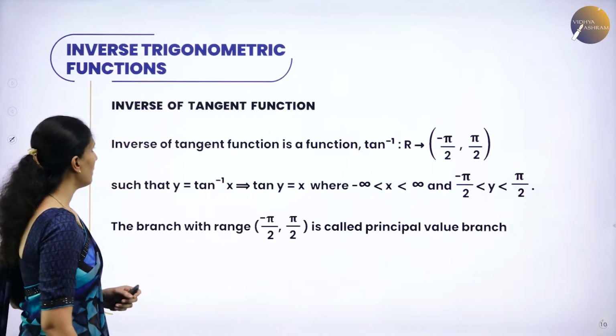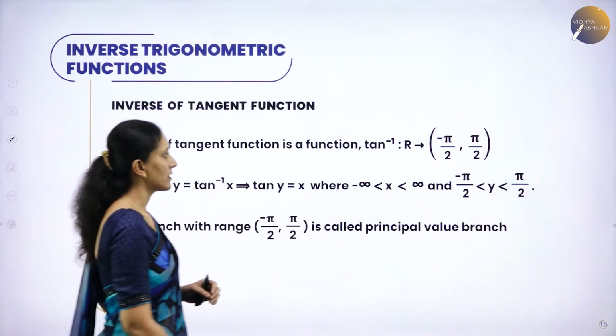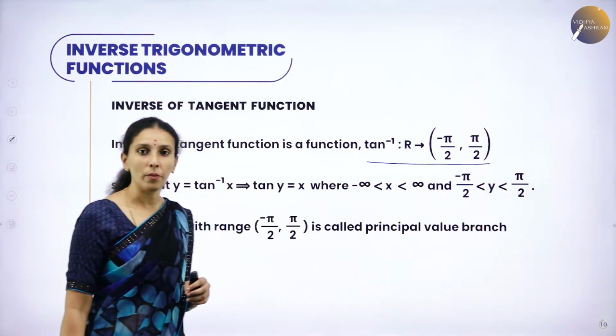Next one, inverse of the tangent function. Thus, the inverse of the tangent function is defined from the set of all real numbers to minus pi by 2 comma pi by 2.